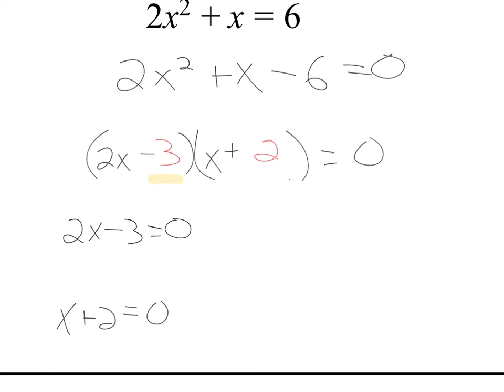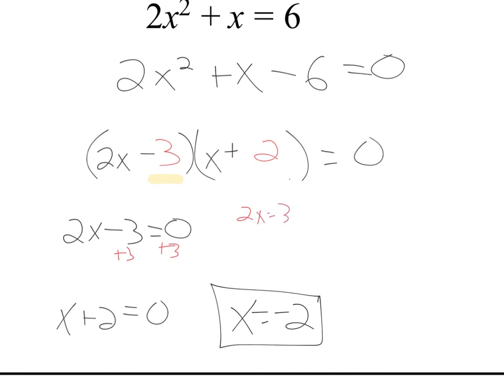Well, the second equation is going to be pretty straightforward, just x equals negative 2. The first one might take a little bit of work, right? So we'd have to add 3 to the other side. So 2x equals 3, then we divide by 2. So x equals 3 halves.